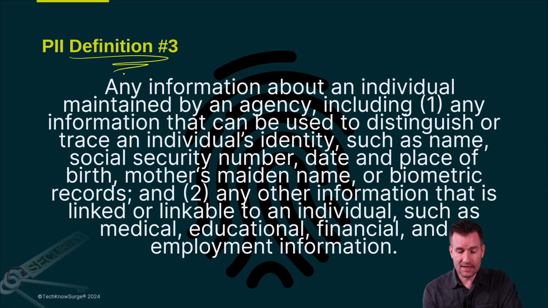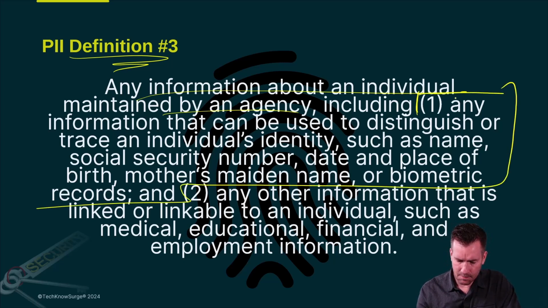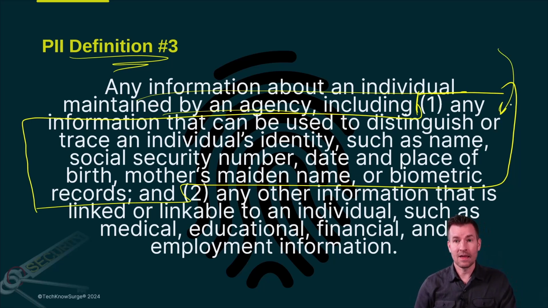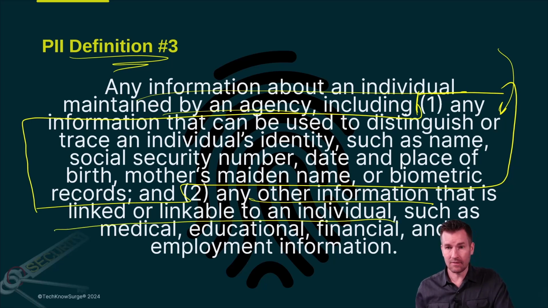Then there's definition number 3. And so if we read through this, it kind of comes into 2 parts here. So it's, once again, any information about an individual maintained by an agency. And then the first part here that we see that's outlined is pretty much the same definition that we saw with definition number 1 and definition number 2. So this is just a repeat of that. But then it adds to it. And what it adds is any other information that is linked or linkable to an individual, such as medical, educational, financial, and employee information. Well, now it's just really any information that is on you.